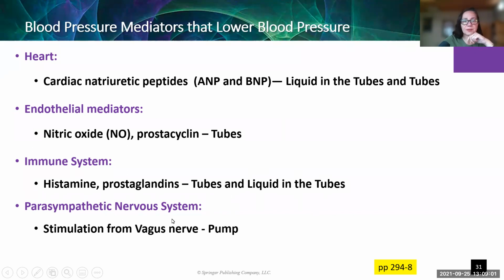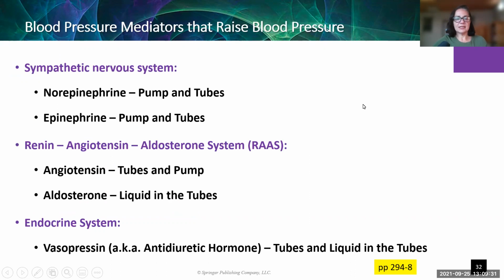And then the parasympathetic nervous system. These are things that are lowering the blood pressure. So stimulation from the vagus nerve affecting the heart, that's going to tell the heart to slow down. Vagus nerve, parasympathetic, heart, slow down. Time permitting, I'll tell you a story about that. So lower blood pressure.